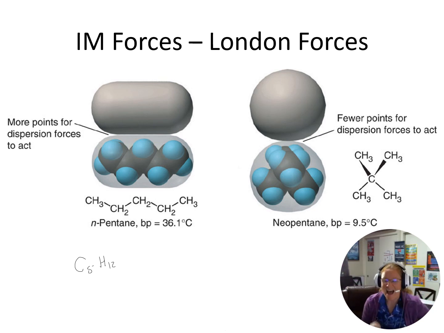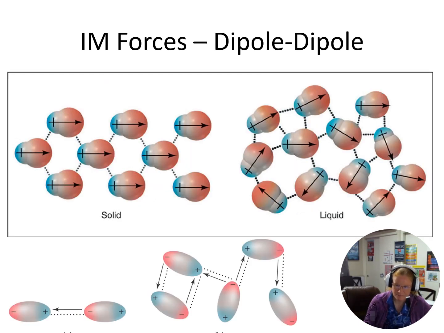All right. So basically, in my liquid, I've got all those tethers holding things together. To go from a liquid to a gas, I have to break those tethers. The stronger the tether, the more energy it takes to break it. And so it takes more energy to break the tethers in the N-pentane because I have more places for things to interact. Okay? All right, then we have our dipole-dipole forces.